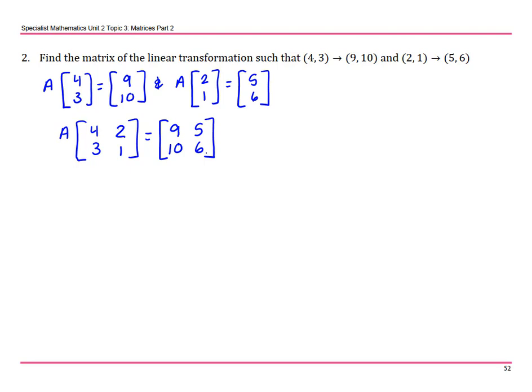So I need to find out what A is. So I need to get A on its own. So to get A on its own, I'm going to have to post-multiply by the inverse of that matrix.